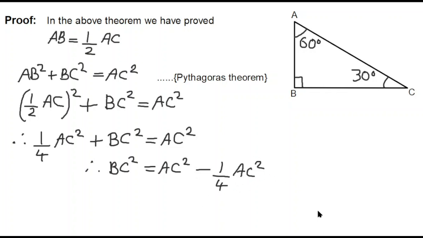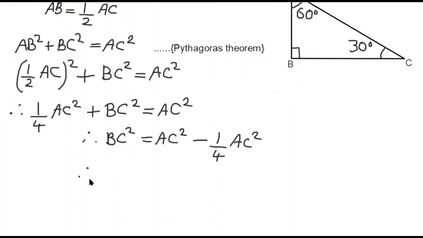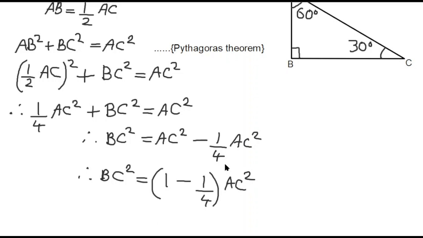Okay. Therefore, BC square is equal to, see, AC square is there in both the terms, so we can take it common, right? Inside the bracket what will remain? Here AC square into 1 is there, so 1 minus 1 upon 4, here 1 upon 4 is there, into AC square. So this AC square will come outside the bracket.